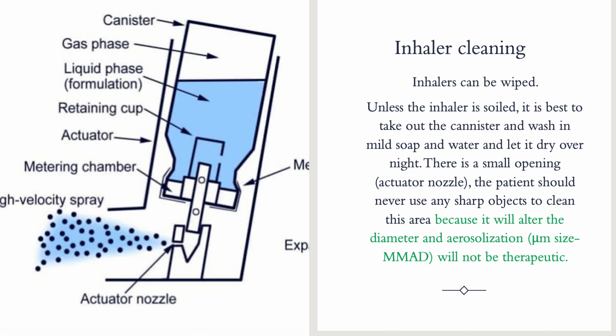So I usually tend to start with the MDI. How do you clean it? First of all, you just want to wipe it with a mild soap cloth. But if it's soiled, like something spilled in there and it's totally not working, you need to take this canister out. Remember, the canister sits in here. You should pull that out and only wash the plastic sleeve.